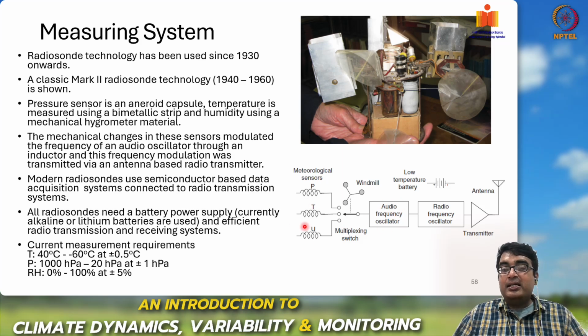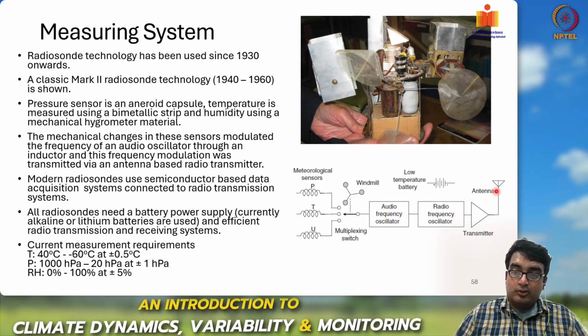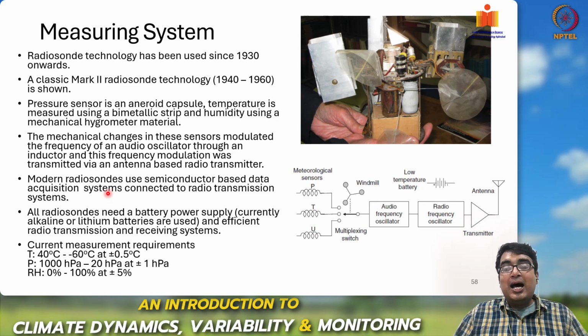The mechanical deformation of one of these sensors to which the switch is connecting modulates the frequency of the oscillator here, and this, through an inductor system, is converted into a radio frequency oscillator that goes through a transmitter to an antenna. Okay. However, modern radiosondes use a semiconductor based data acquisition system, and we will discuss this subsequently, connected to radio transmission systems.